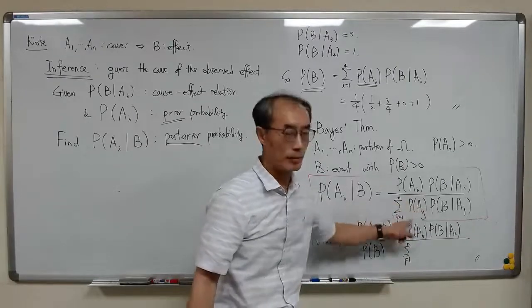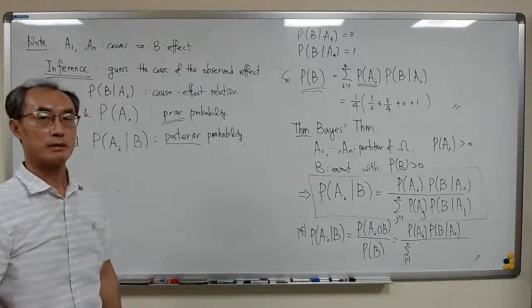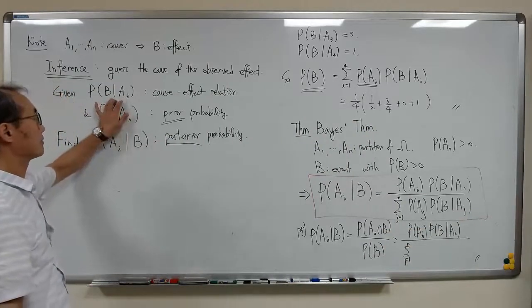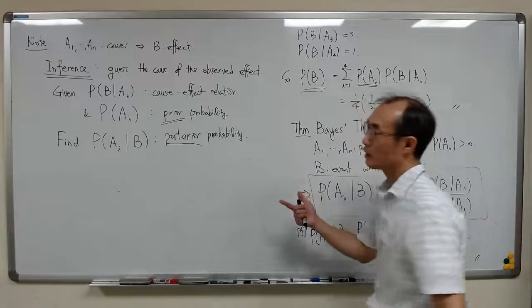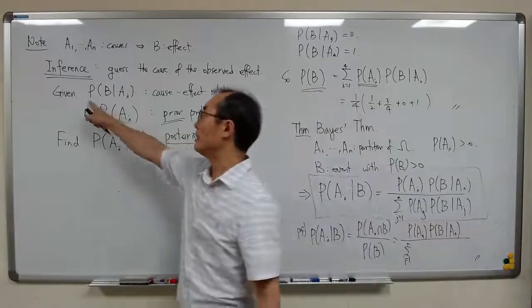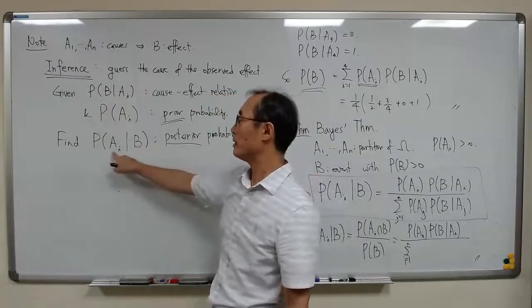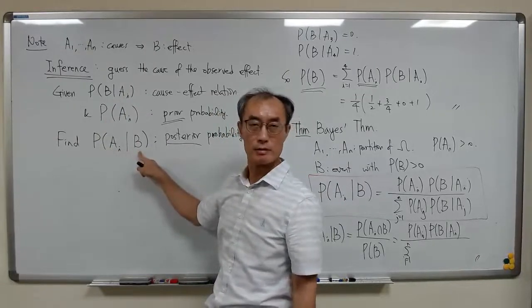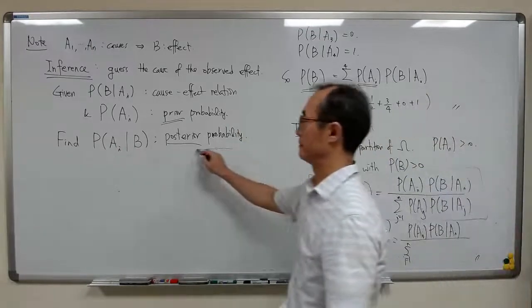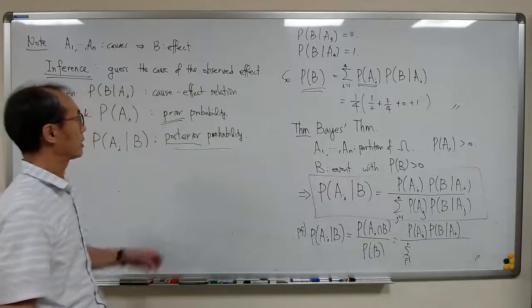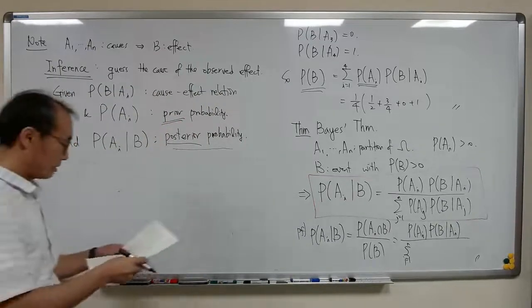Here, the probability of A_i or the probability of A_j is the prior probability. And this is a cause-effect relation. The cause-effect relation and the prior and posterior probability are somewhat reverse concepts. This is the probability of the effect given an individual cause, and this is the probability of an individual cause given the effect. So the Bayes rule computes the posterior probability given the cause-effect relation and the prior probability.